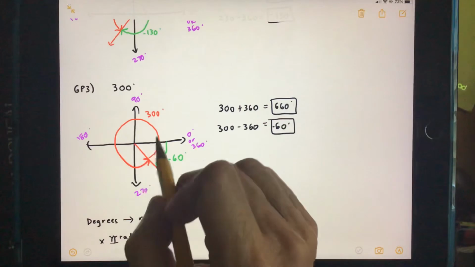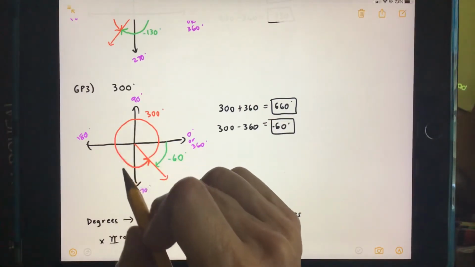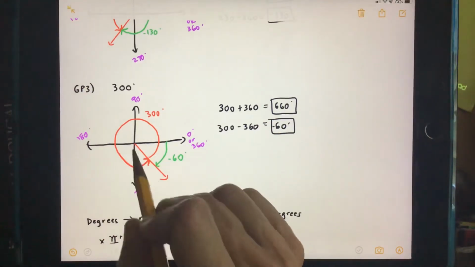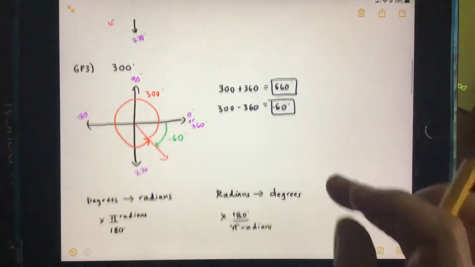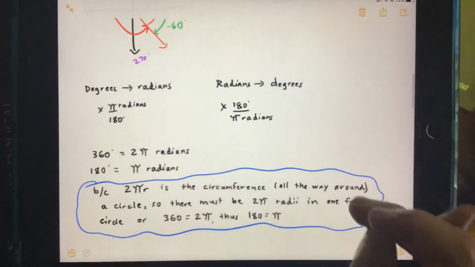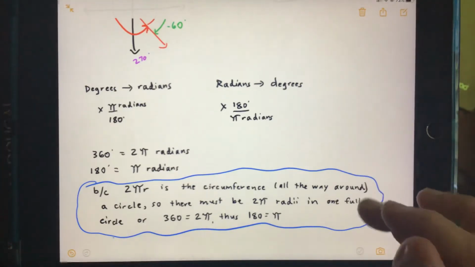So we always start at the x-axis and proceed around, and our 300-degree angle would be right here. All right, so moving on now, we're going to develop a new idea, and that's the idea of measuring angles in what are called radians instead of degrees.